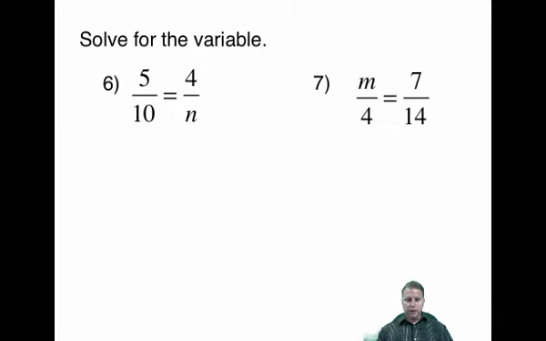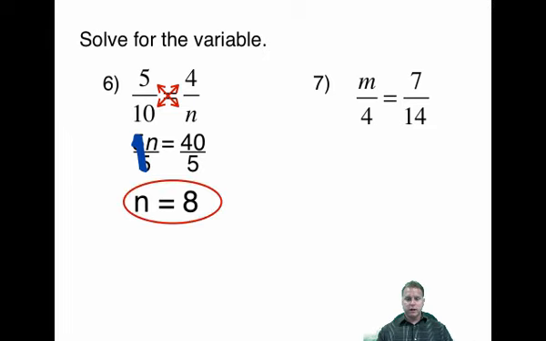Okay, so cross multiply. If I do my cross multiplying, I'll get 5n is equal to 40. I like to have my variable in front, so that's why I did that. Divide by the number next to the variable, by the coefficient. So we're going to divide both sides by 5. 5 over 5 is a big fat 1, and we get n is equal to 8.